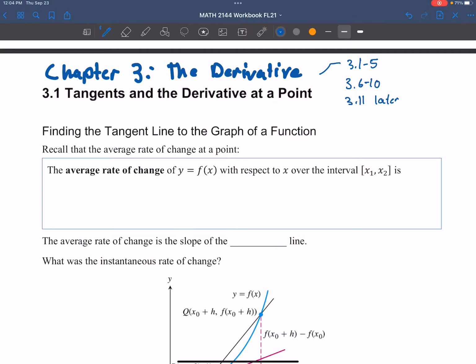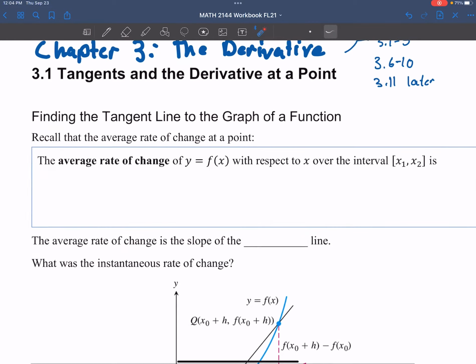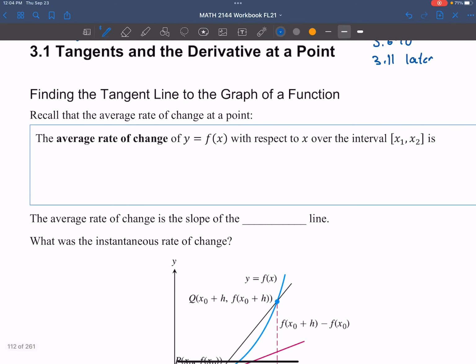So let's go ahead and find the tangent line to the graph of a function, and recall that the average rate of change at a point is defined as follows. By the way, this is a little typo in the note. The average rate of change does not occur at a point, so we should cross that out. The average rate of change occurs at an interval.